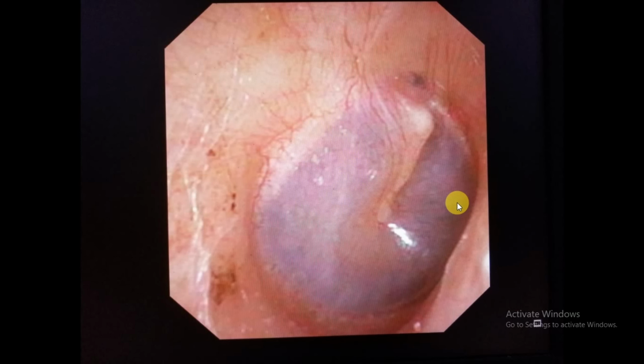The central part of the pars tensa is tented inward at a level of tip of malleus called umbo. This is the umbo. A bright cone of light can be seen radiating from the tip of the malleus in the anterior inferior quadrant. This is the cone of light.